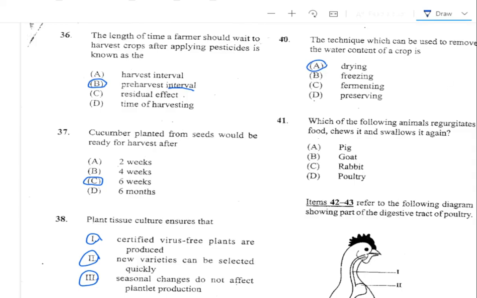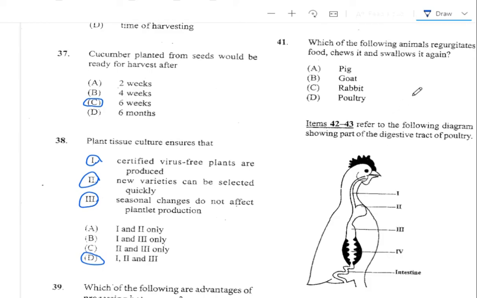Alright, 41. Which of the following animal regurgitates food, chews it, and swallows it again? Pigs, no. B, goat, yes. So this is a ruminant. So the answer is B, goat. Rabbit. Rabbit is a non-ruminant hindgut fermenter. It defecates and it eats back some of the defecation.